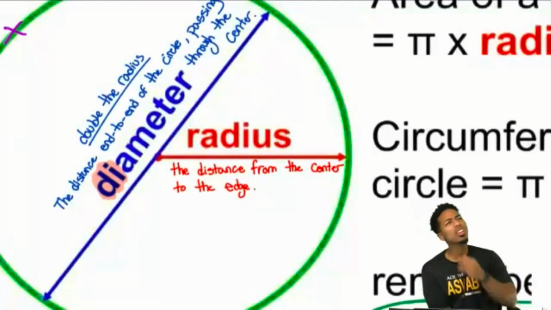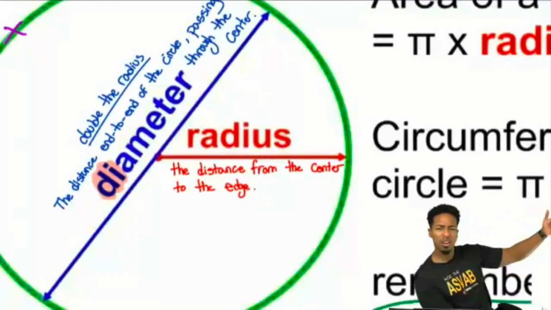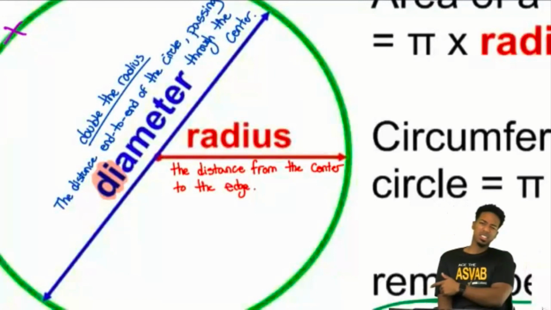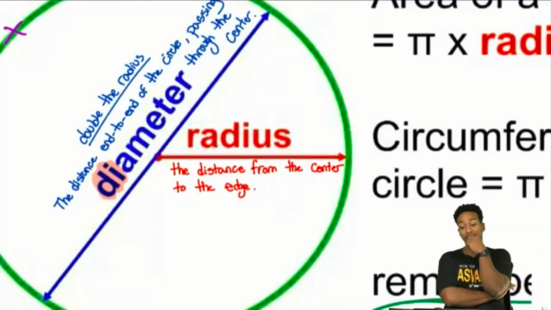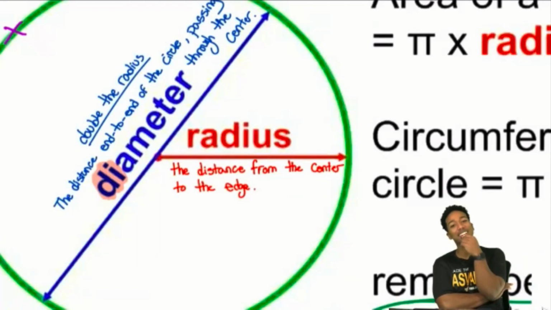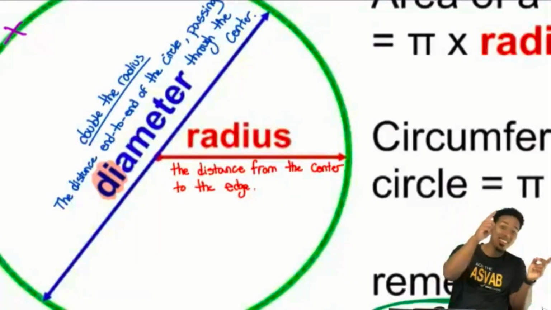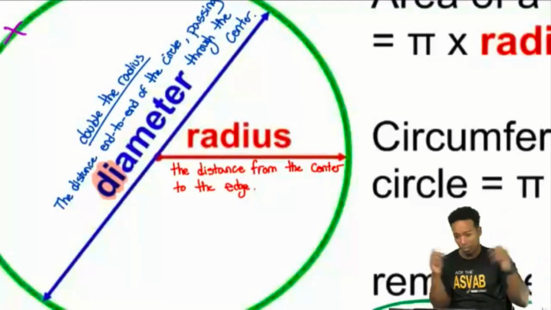Pop quiz question again. If I were to have the diameter though, how do I go down to the radius? That's right. Divide by 2. If I started at the diameter, I want to go to the radius, divide by 2. Great job there.